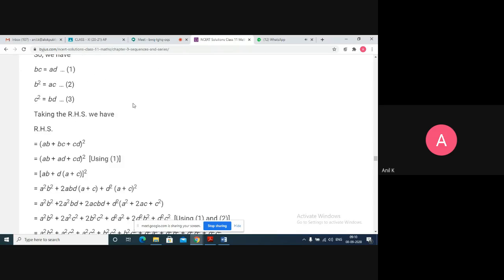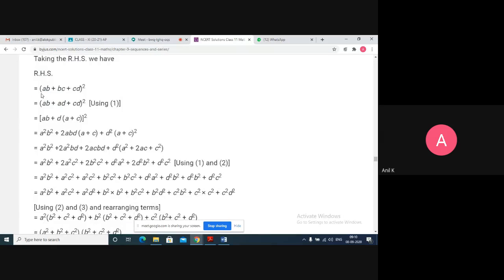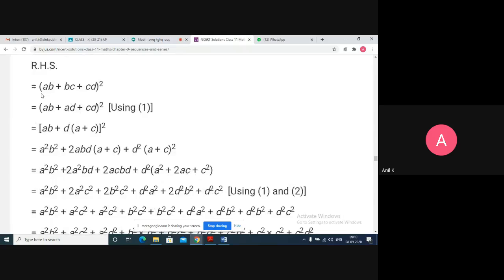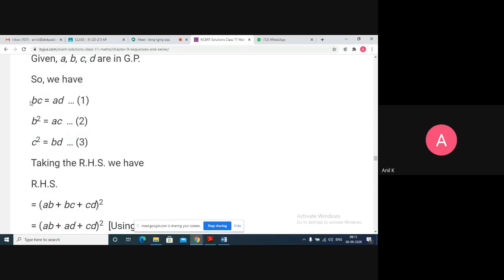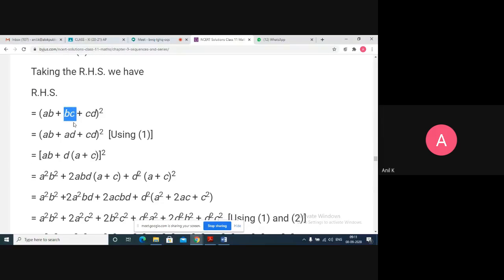So now the RHS. These conditions will remain the same: bc equals ad, b square equals ac, c square equals bd. Now let me zoom in on the RHS. You have (ab plus bc plus cd) whole square. Here I have taken the RHS. Using condition 1, bc equals ad, in place of bc we replace it as ad.